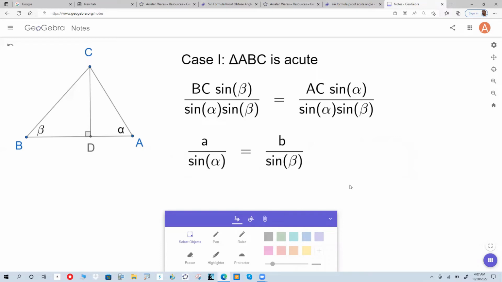We just did it for acute triangles. In the next part, we're going to prove it for obtuse triangles, which is a little extra work, but nothing beyond us. And by the way, you can do the same thing with the other pair, small c, and you can call it sine gamma, the angle C. Same way it can be done.